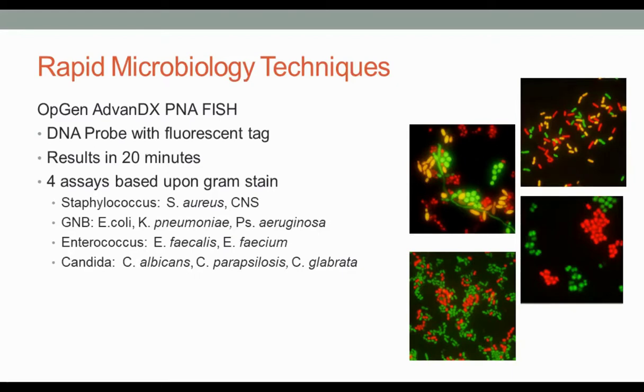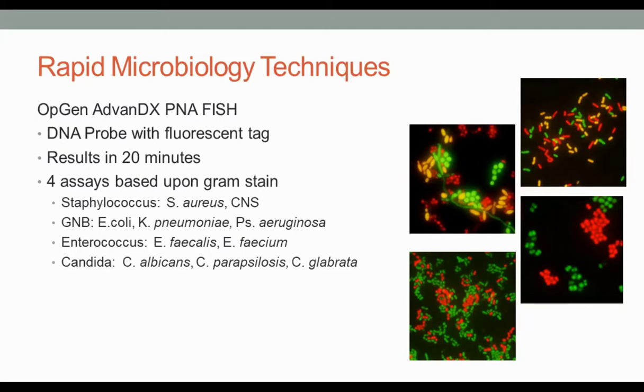A gram stain is performed to determine which reagent kit to use, and blood from the positive bottle is placed on the slide. The reagent is then added to the slide, and the DNA probe is allowed to bind with the nucleic acid of the organism in the sample. The reaction takes 20 minutes, and the slide is read by using a fluorescent microscope.